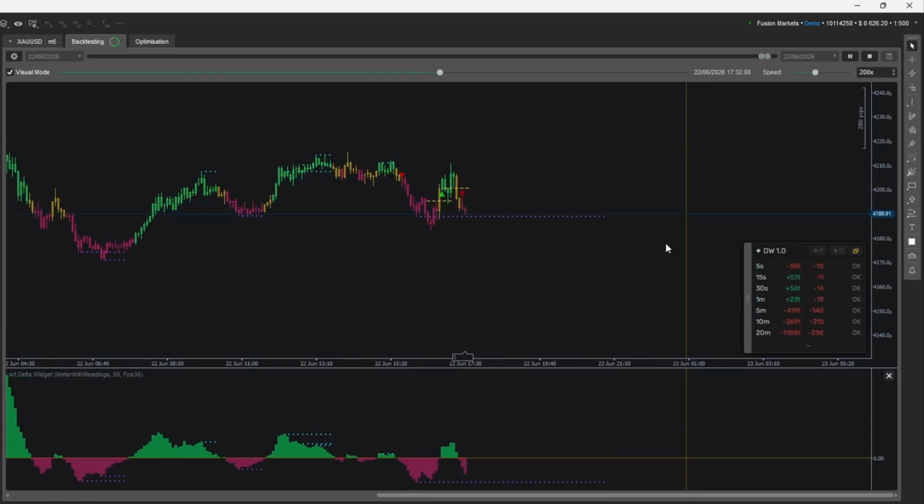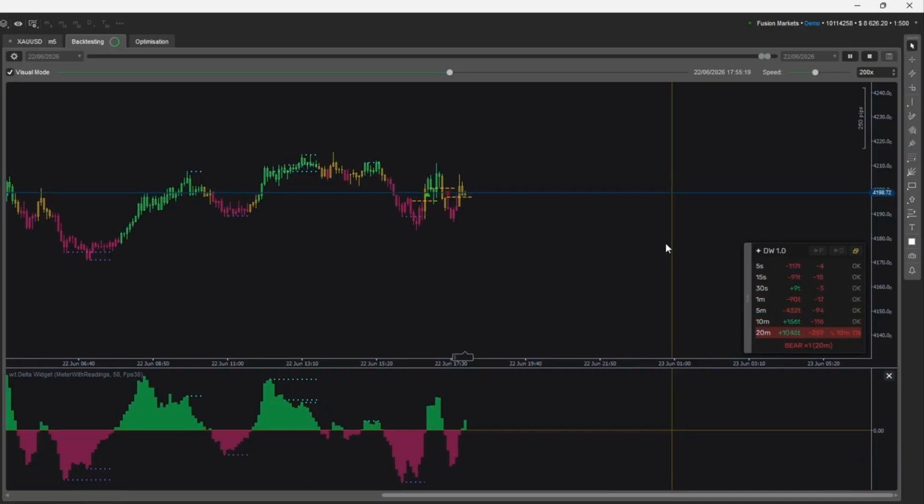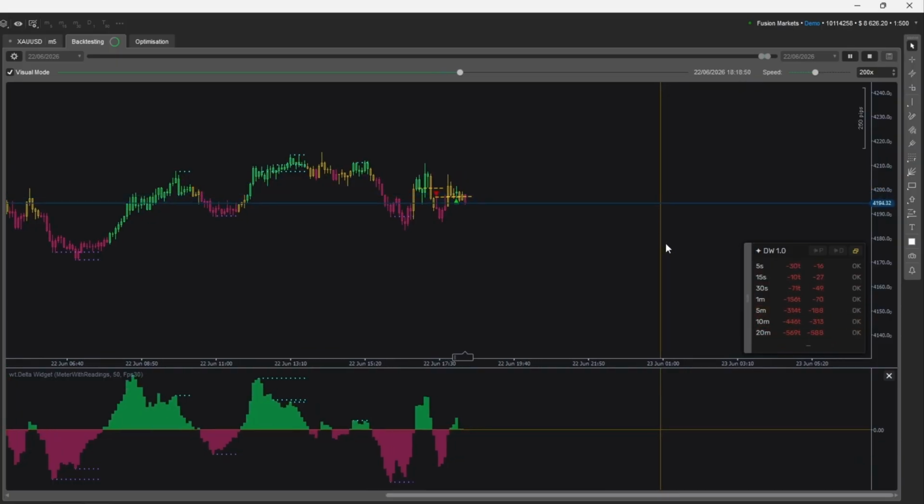If we kept observing the price for the rest of the day, we would see further selling pressure indicated and price moving considerably lower.